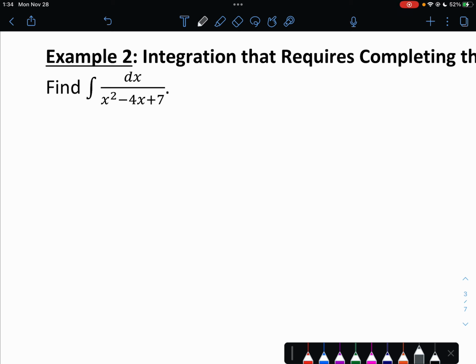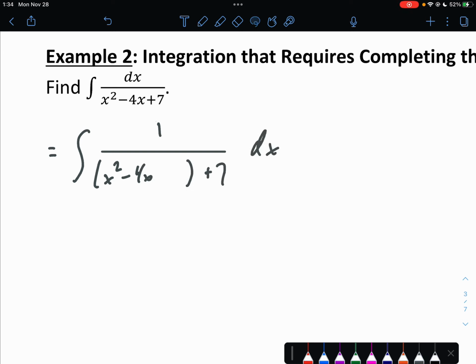So I'm going to start this problem by doing exactly what we said over there and setting up a completing the square. Actually, I'm going to write that dx off to the side over there. So I'm going to rewrite this as 1 over x squared minus 4x plus 7 dx.